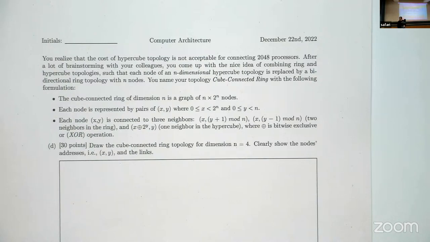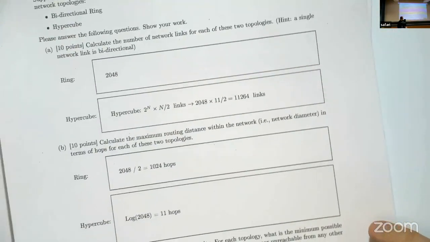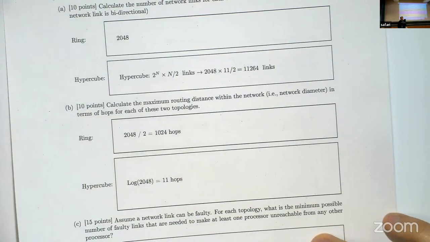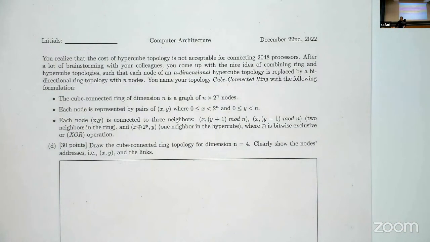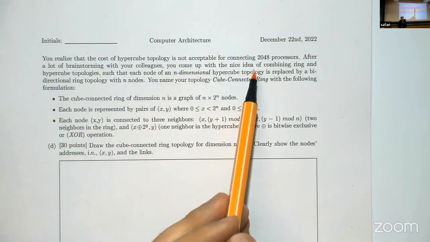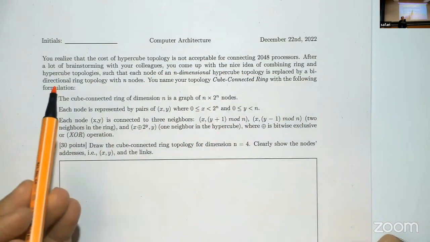hypercube is much better than ring, because the diameter in hypercube is 11, while in ring it is 1024. However, the cost of hypercube is high, right? So you realize that the cost of hypercube topology is not acceptable for connecting 2048 processors.